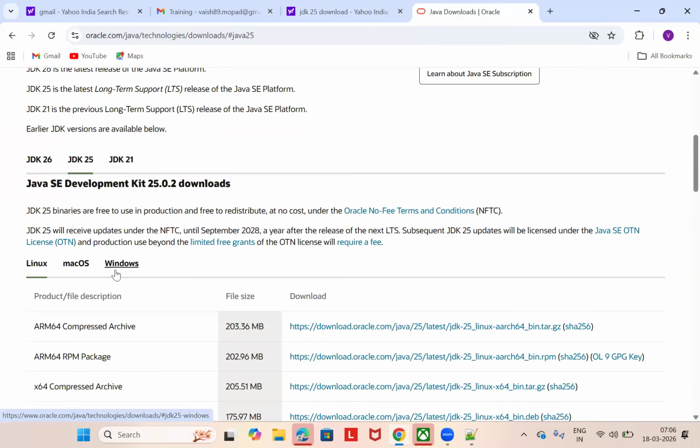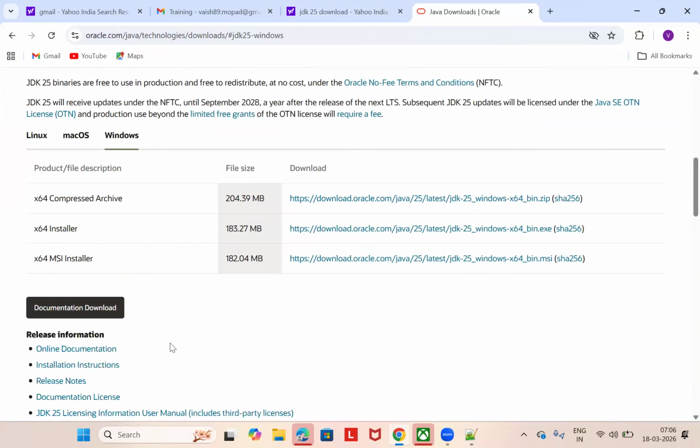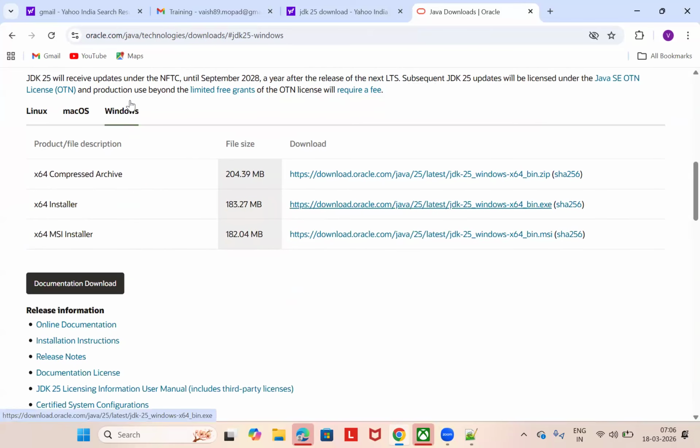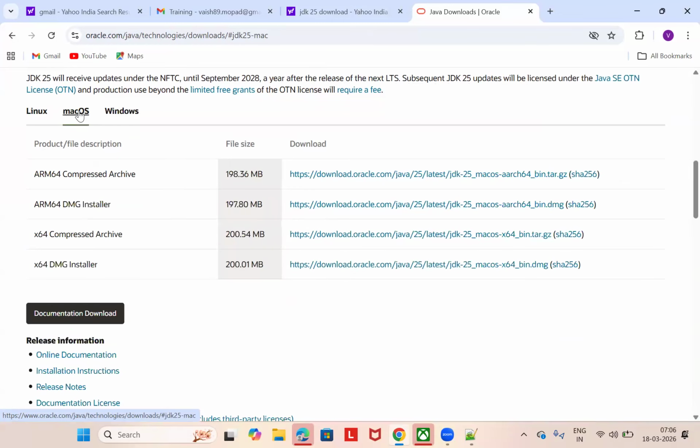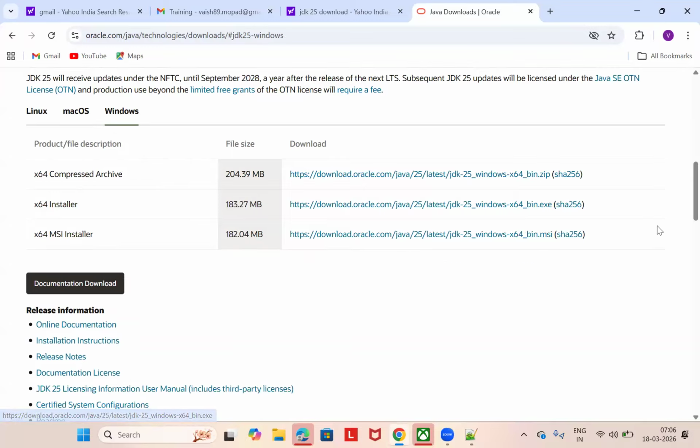Go to Windows. If you are a Mac user, go to the Mac section. In the Mac section, ARM64 means it's an Apple chip, and x64 means the Intel chip. So based on your chip, you need to select the DMG installer. If you are a Windows user... Manju, if you have 21, that's fine.